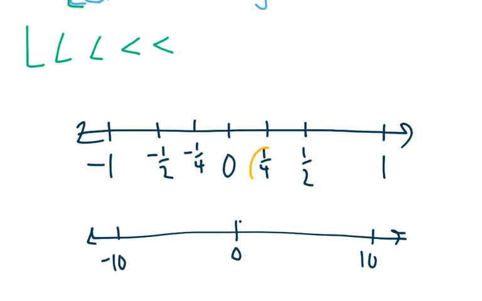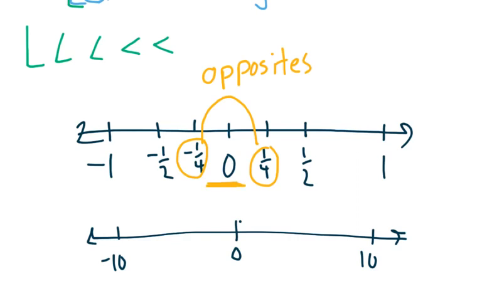So let's take a look at 1/4 and -1/4. These would be considered opposites because they are on the opposite side of 0 here, and they have different signs.